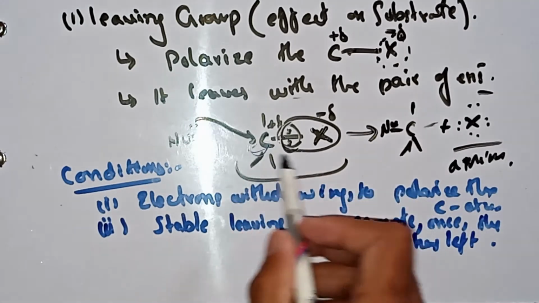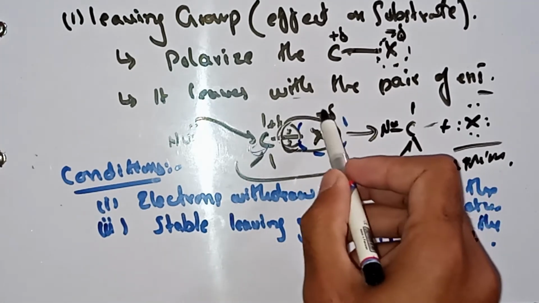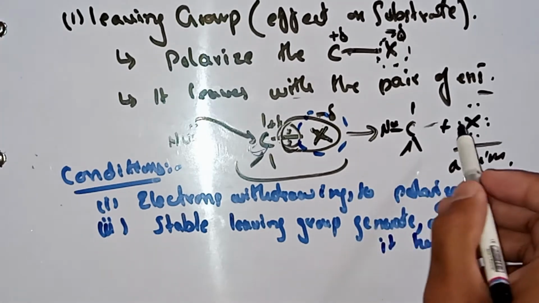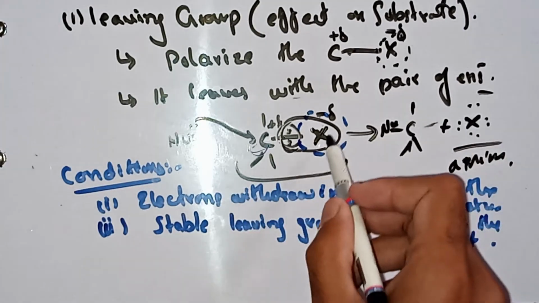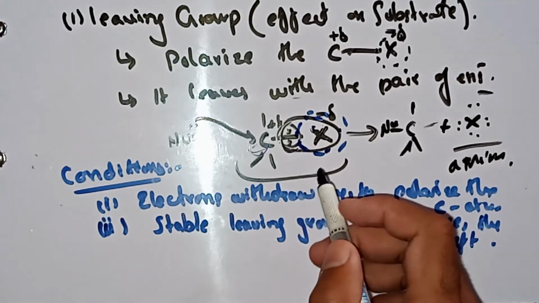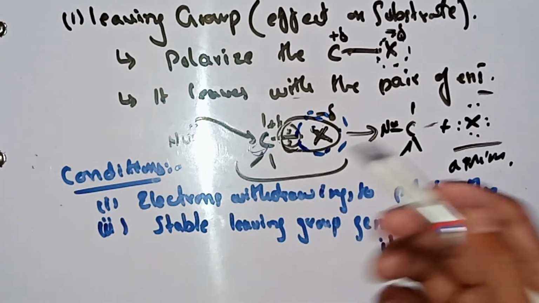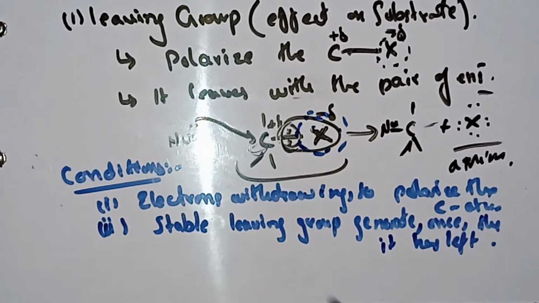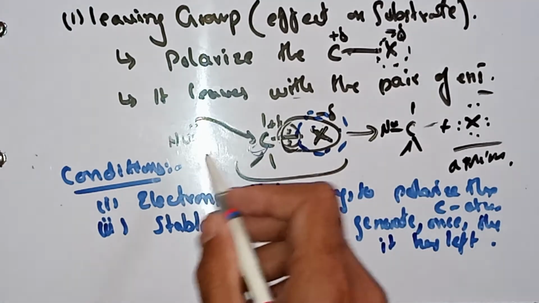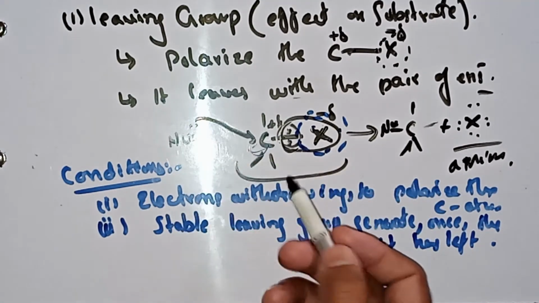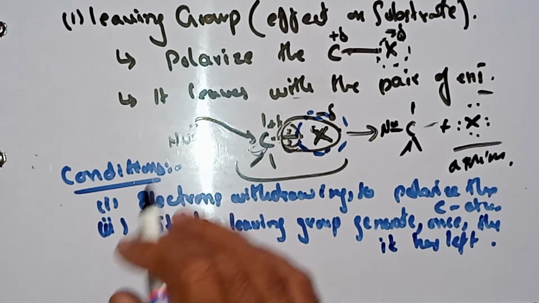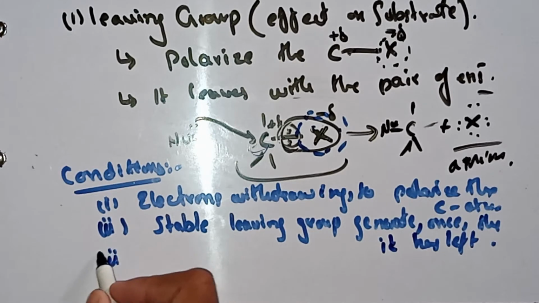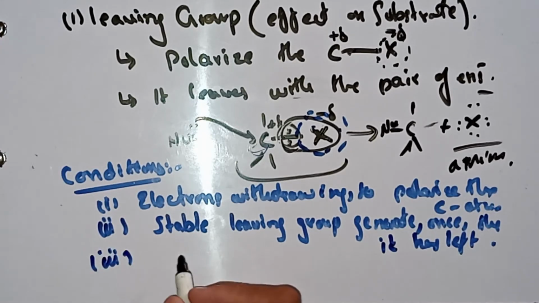After the reaction, like in this reaction, if the product, this anion, is a stable anion, then this leaving group is called a good leaving group, because it leaves easily and the nucleophile will attack this carbon very well. So a stable leaving group once it has left also affects a good leaving group. The third condition for a good leaving group is polarized to stabilize the transition state.